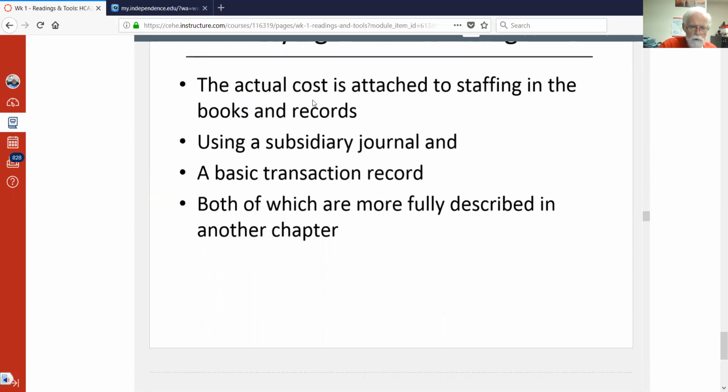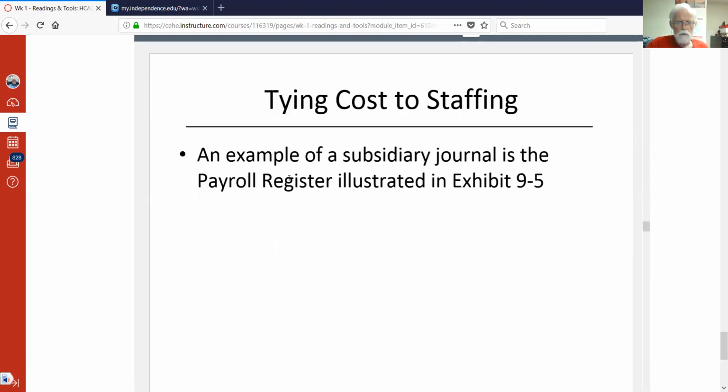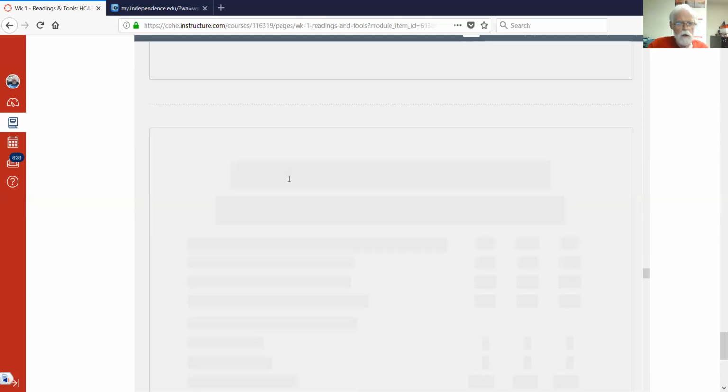And the way we record those is using varying tools for our accountants. Again, you know that you've seen this in your accounting classes.